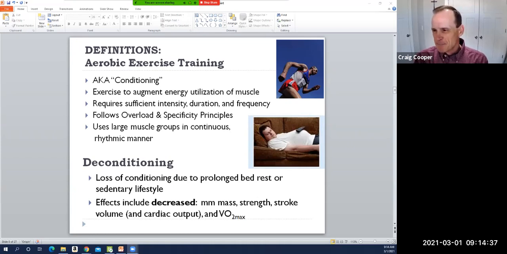All right. So we do need to use big muscle groups if we really want to make that aerobic activity aerobic.